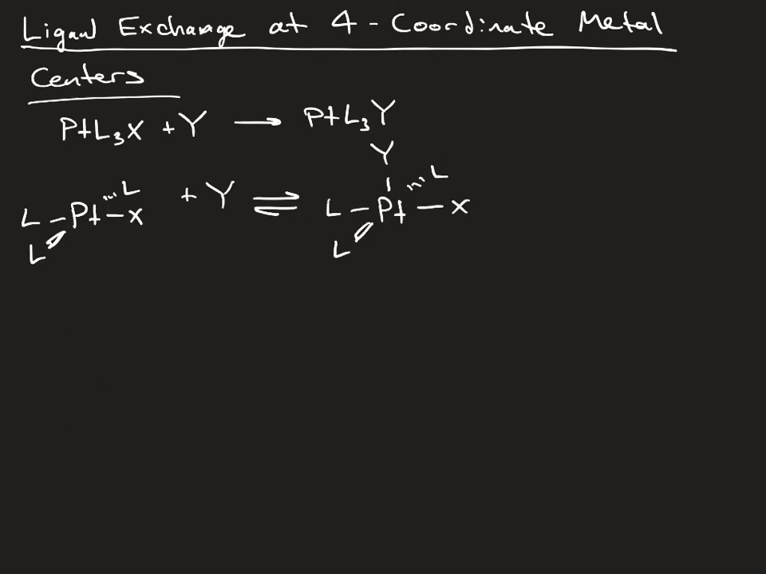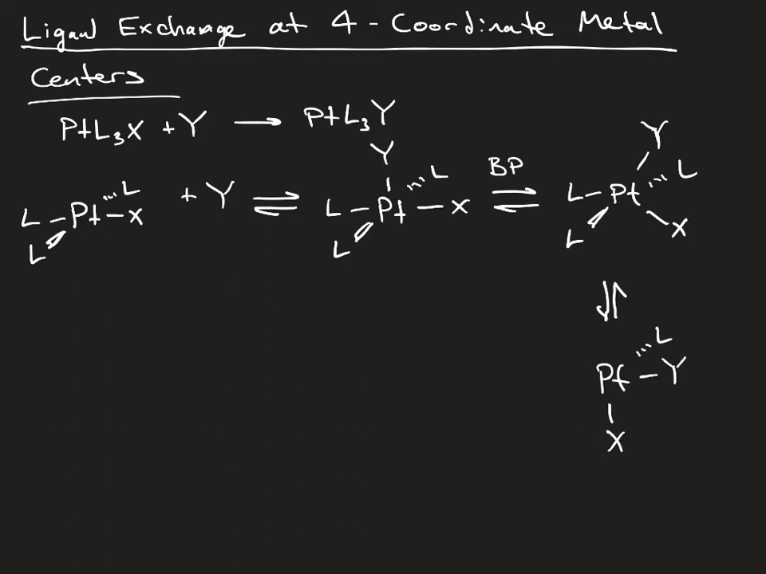This undergoes a Berry pseudorotation, forming your trigonal bipyramidal compound, which then goes back to a square pyramidal compound, but now X is in the apical position, and then you lose that axial ligand, forming this species.